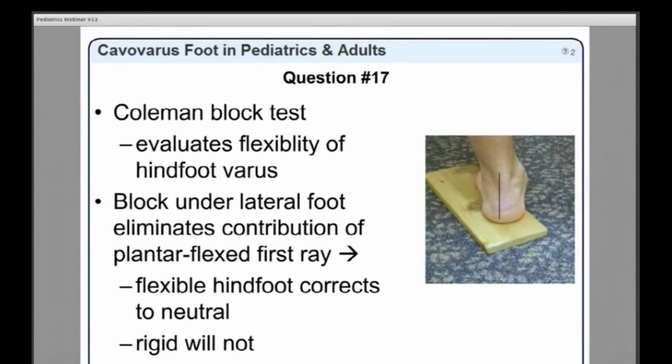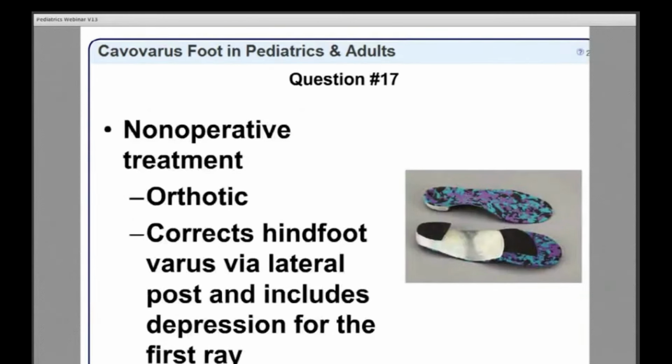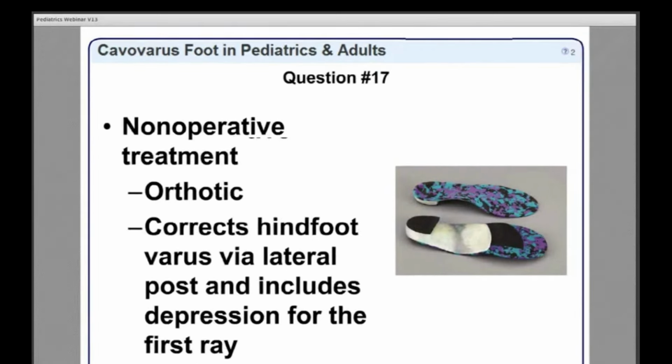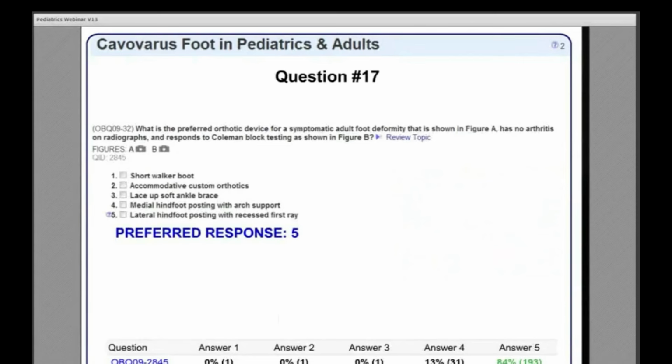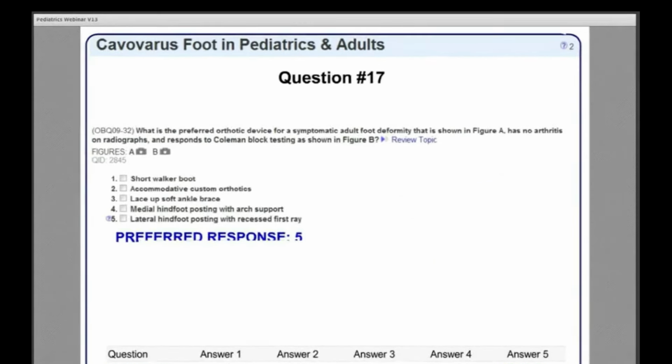What you do is place a block under the lateral foot in order to eliminate the contribution of the plantarflexed first ray. And therefore a flexible varus hindfoot will correct to neutral, while a rigid one will not. Non-operative treatment consists of an orthotic, which corrects the hindfoot varus via a lateral post and includes a depression for the first ray. So knowing this information about the cavovarus foot, you are able to select choice 5.